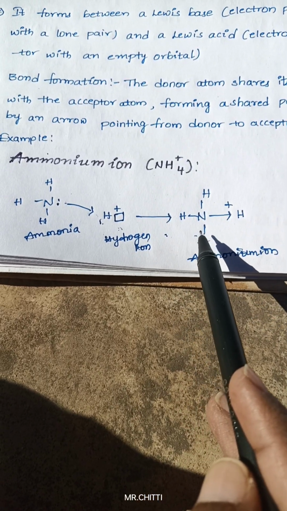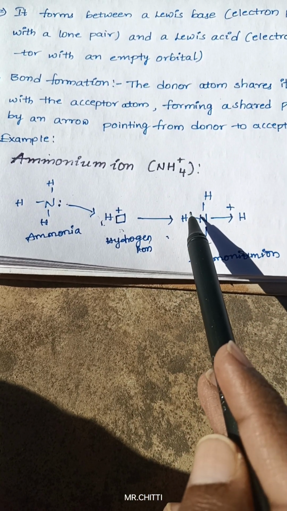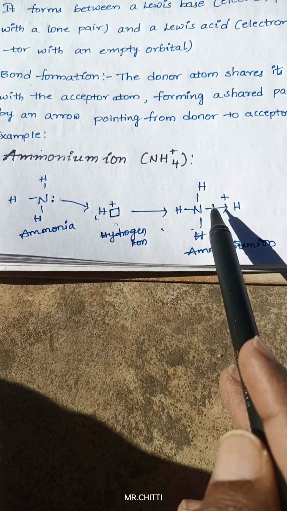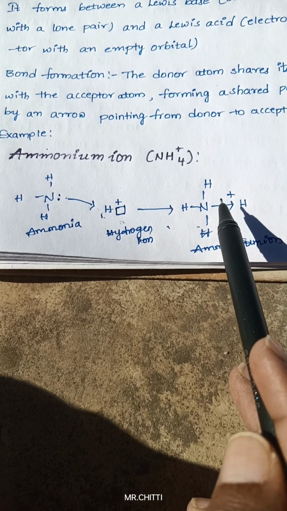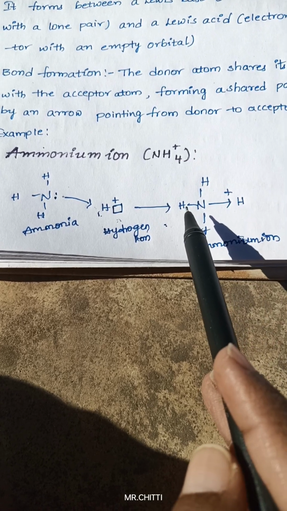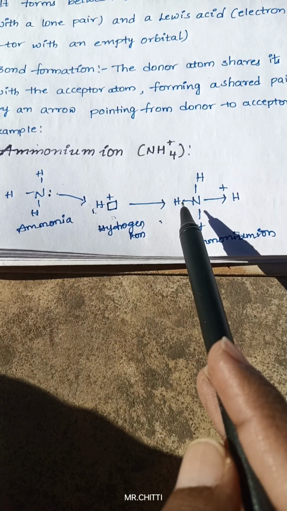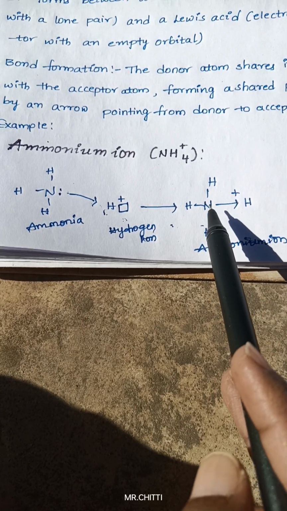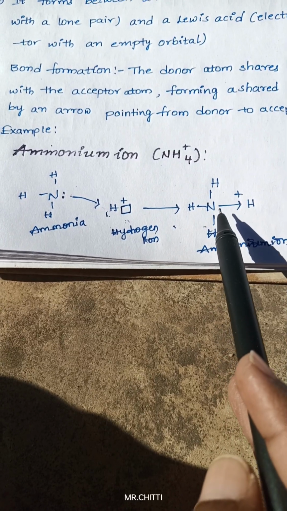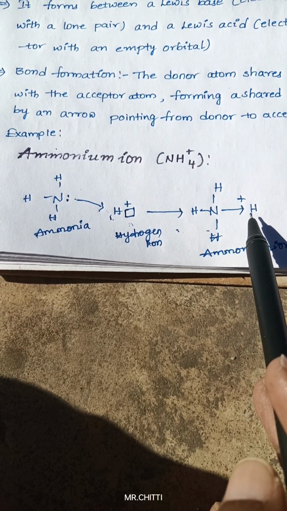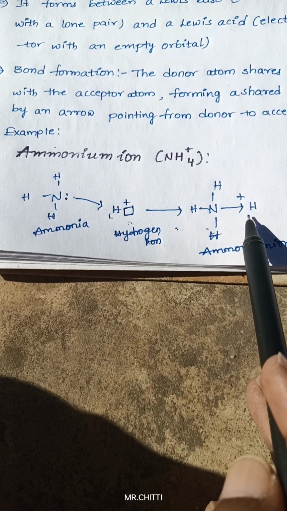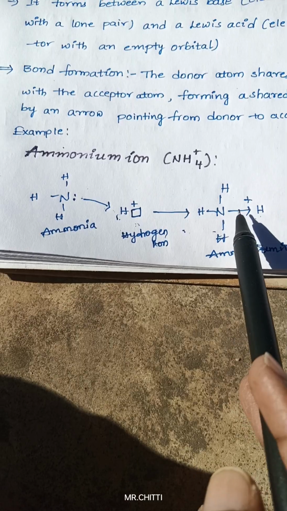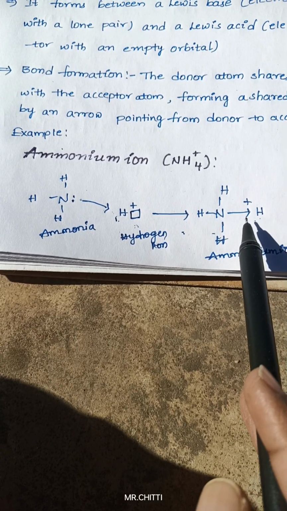Here the nitrogen has 4 bond pairs of electrons and obeys the octet rule. 8 electrons are there. Here the NH4 plus ion is formed. This is an ammonium ion. These 3 are bond pairs, and the bond formed with the other H plus ion is represented by an arrow mark. This is called a coordinate covalent bond.